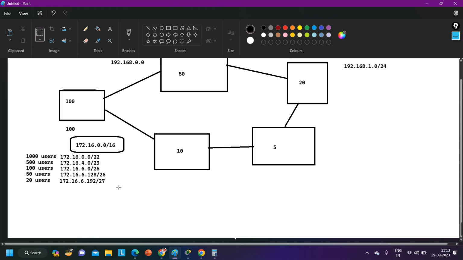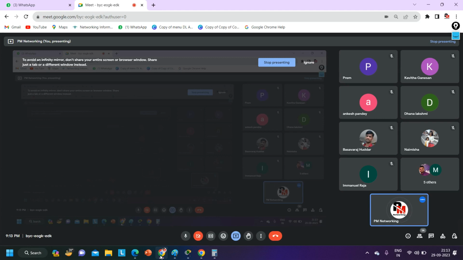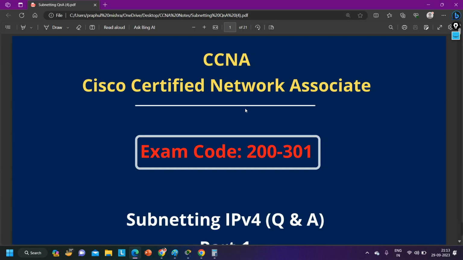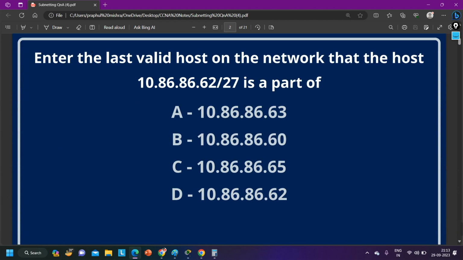Okay, leave it, no problem. Now you guys can calculate VLSM and subnetting for any question, I think, right? I am going to share some questions with you, and tell me the answer of each question very fast. Enter the last valid host address on the network that this host is a part of. This is a valid IP address, and it's asking what is the network ID of this valid IP address.